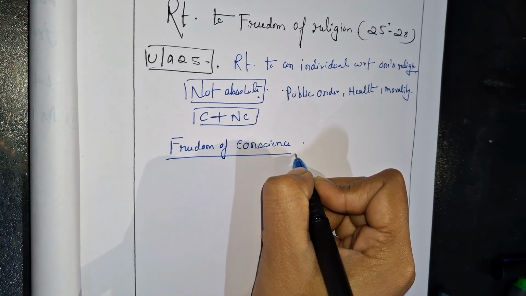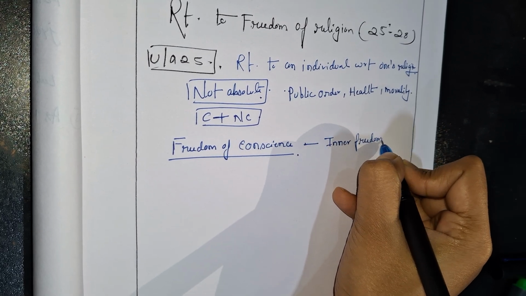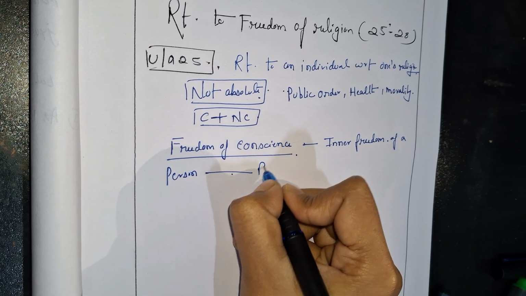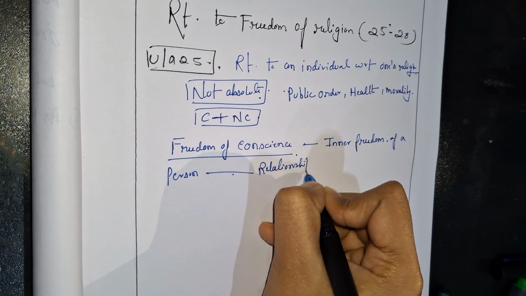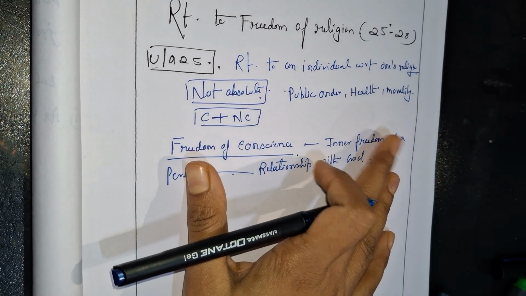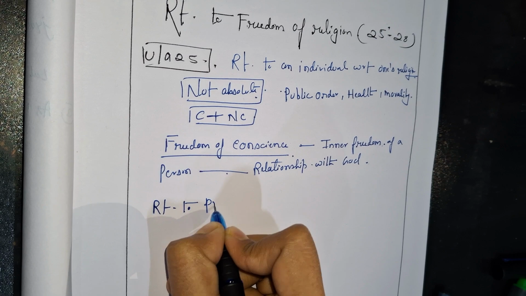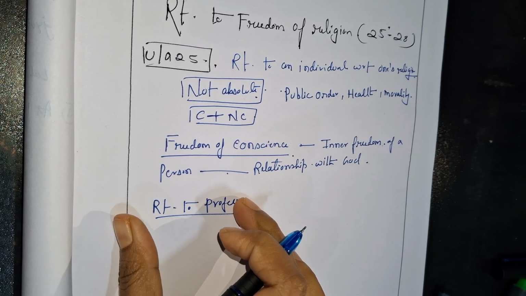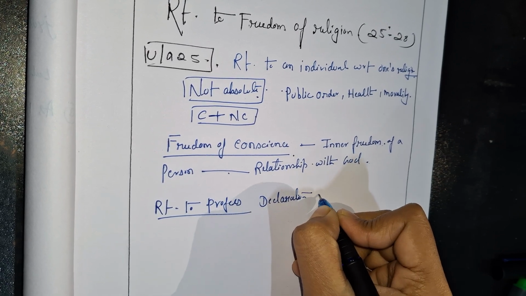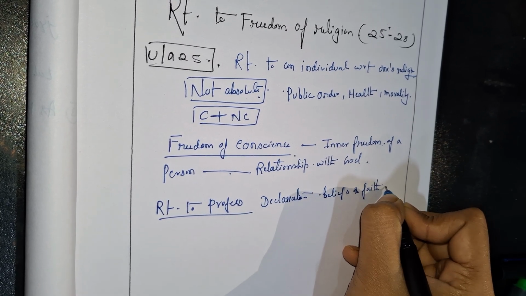ये क्या है? So this is an inner freedom of a person to mold his relationship with God in whatever manner he or she likes. Next is right to profess. So this is a declaration of one's religion, belief, and faith openly and freely.